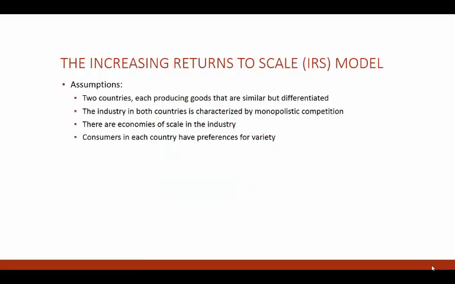So far, we have only walked through output determination for a firm under monopolistic competition. We are now ready to use this insight to understand the new trade theory, or the IRS model of trade. The assumptions of this model are as follows. We assume two countries. We focus on a single industry that's similar in each country and which is characterized by monopolistic competition. We assume that there are economies of scale in the industry in the long run and that consumers in each country have preferences for variety.